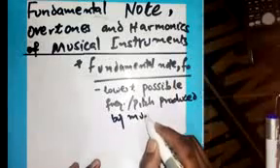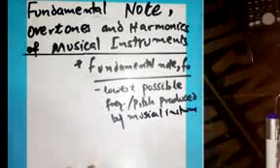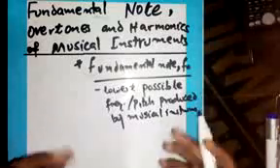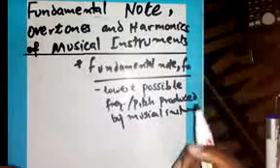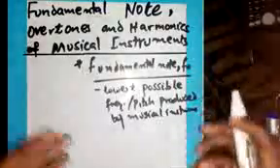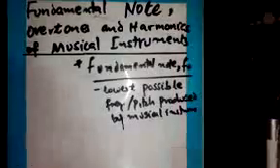Remember, musical instruments, I said we have strings as in a string instrument. Those strings have different lengths and different thickness. Why? So that they can produce different frequencies, a large range of frequencies. Therefore, the lowest possible frequency which can be produced by those instruments is what we call the fundamental note.